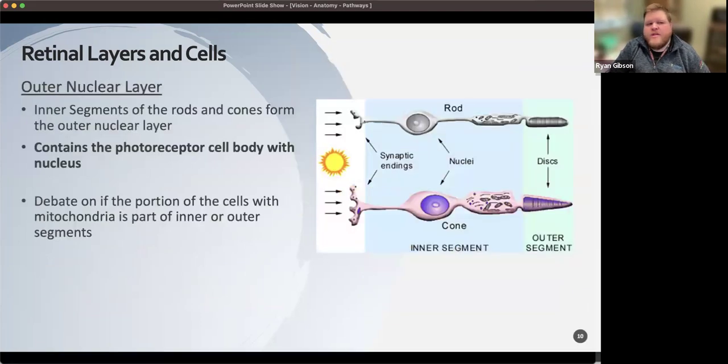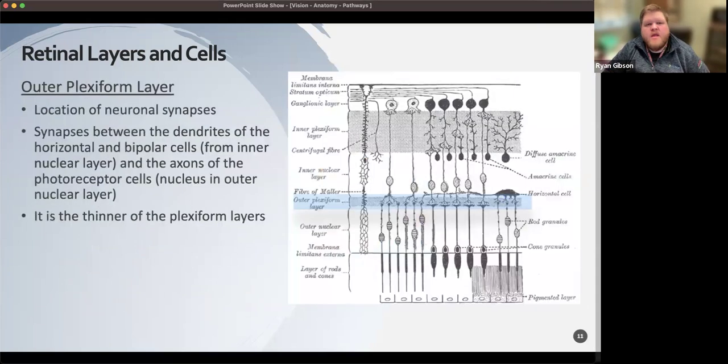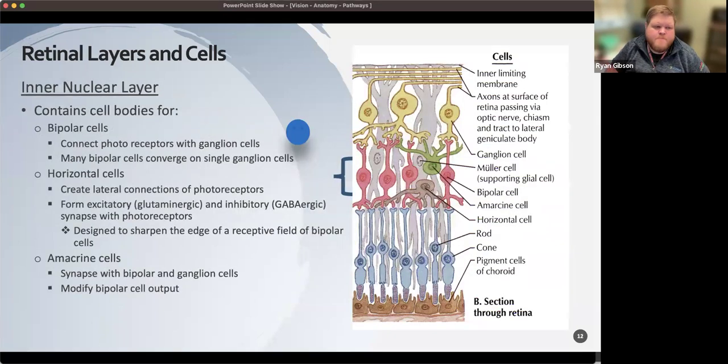So then we're going to have our outer nuclear layer. This literally just contains the rods and cones nucleus. All right. The outer plexiform layer, which is here highlighted in blue, this is really just where we have synapses coming through. So we're going to synapse the axons of our photoreceptor cells with the dendrites of our other layers, specifically the horizontal and bipolar cells. So the outer plexiform layer is just where cells connect and communicate.